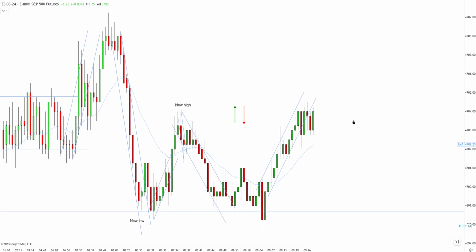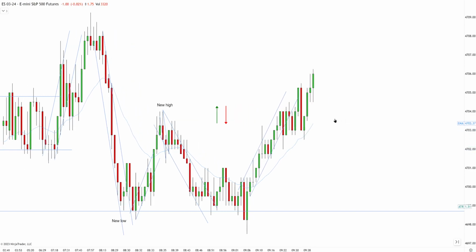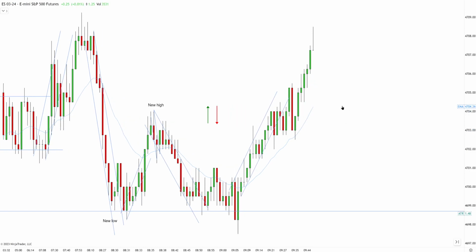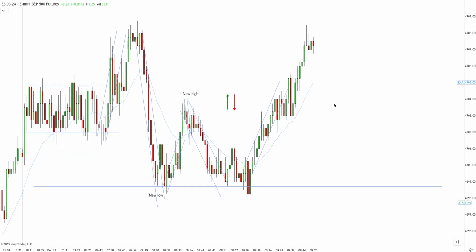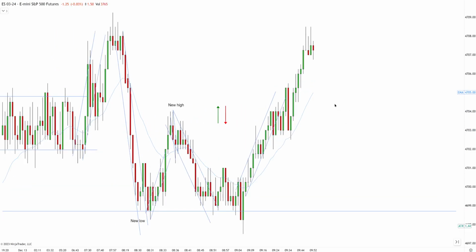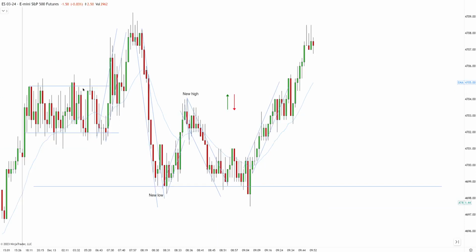Can we get a pullback to the exponential moving average? We only have a first entry long. We can't really enter, and the market continues to work to the upside. So where is the market heading to? Well, I can see most likely to this particular level because we are trading a big trend range.